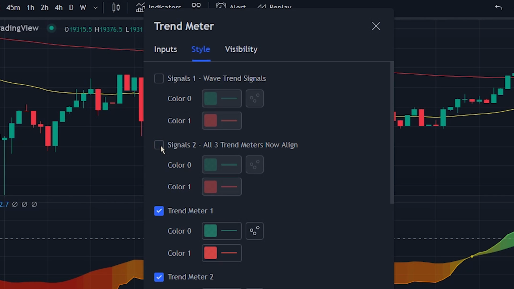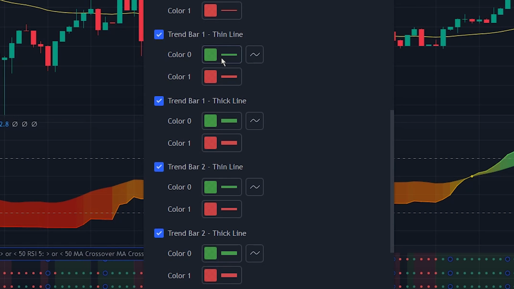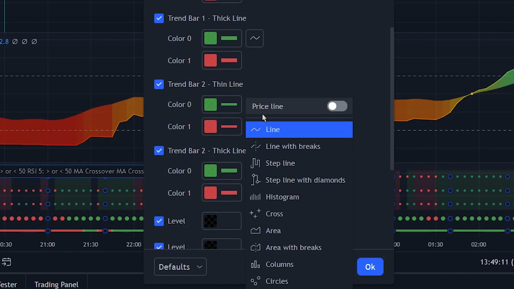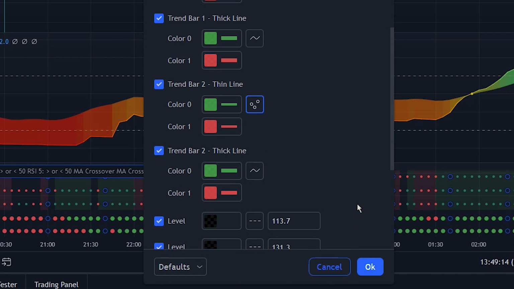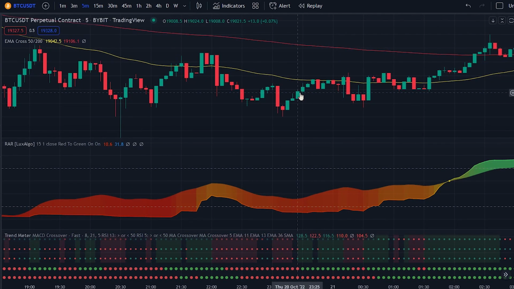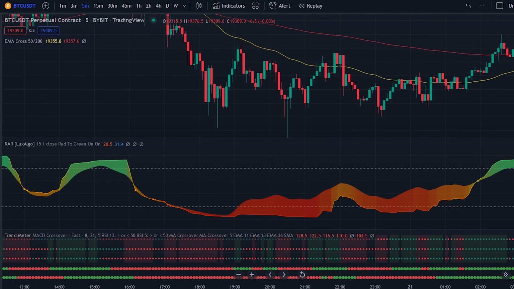Do the same for the Trend Meter Align. Now scroll down and change both the thin trend bar lines to circles. This will make it easier for us to read this indicator. We are now done with changing the indicator settings. Using these indicators, we can filter out a lot of false signals that the Rainbow RSI might provide.